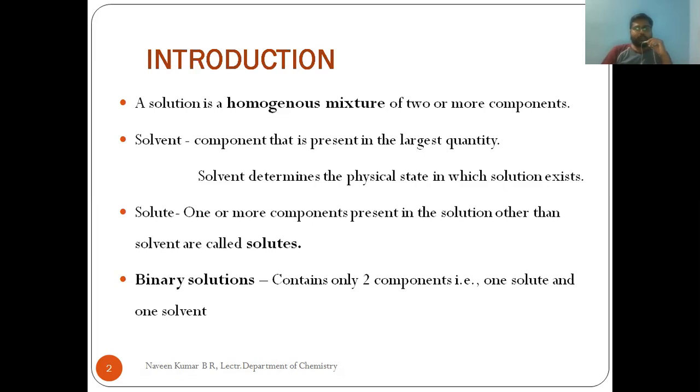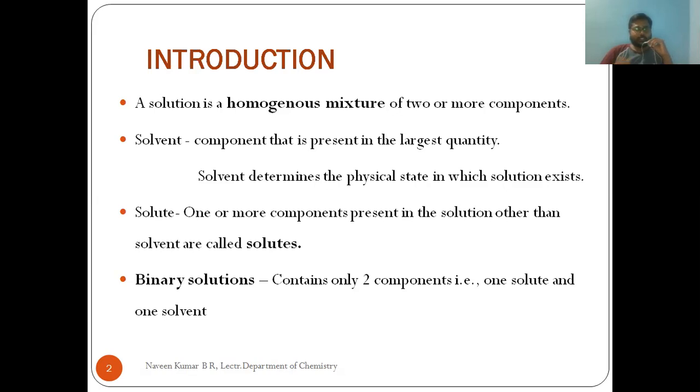In a homogeneous mixture, whatever components are present in it, they will always form a uniform mixture, or they uniformly mix with each other. Such a mixture is referred to as a homogeneous mixture. A homogeneous mixture contains all the components uniformly mixed with each other. So by knowing what a homogeneous mixture is, we'll define what a solution is.